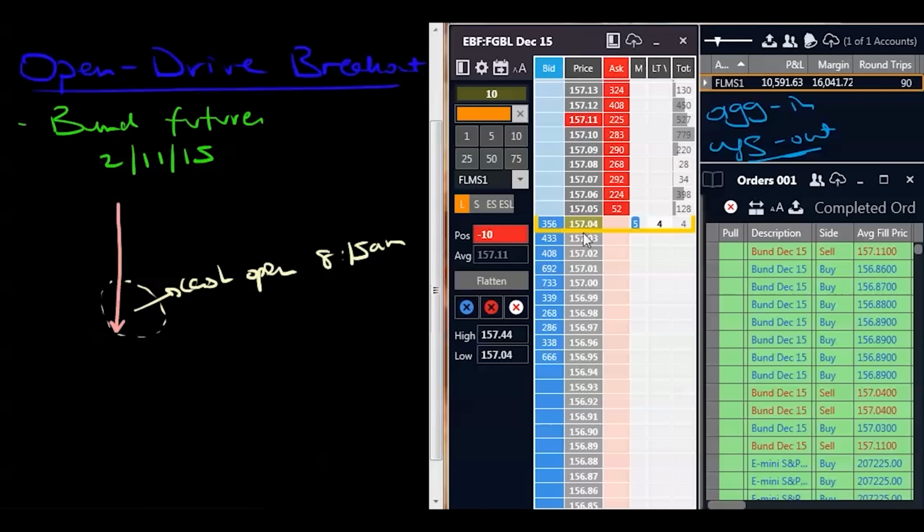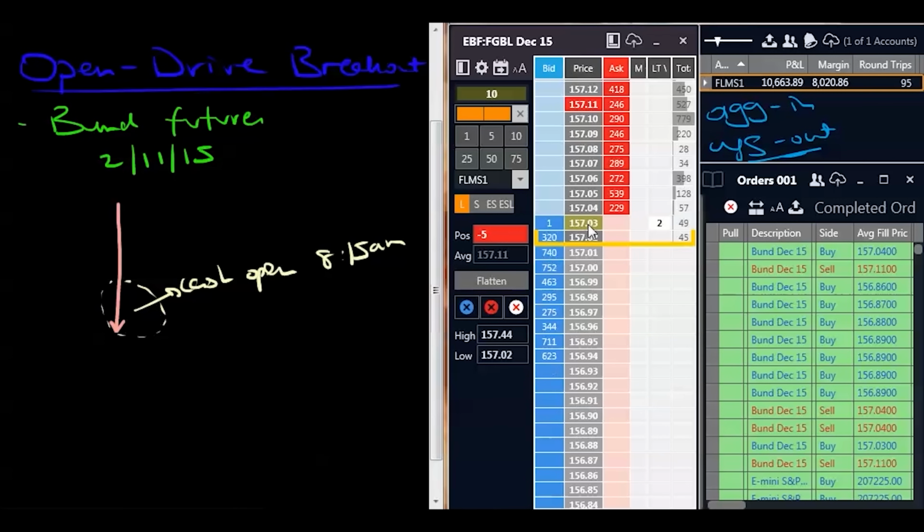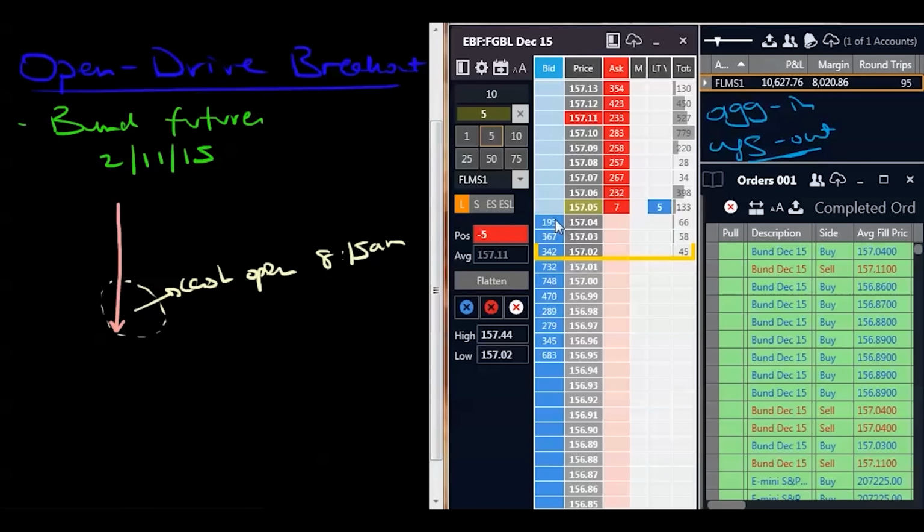But in any case, we'll scale out our 5 lots if we can get filled here at 04s. We've just gotten filled at 04s. Let's see how the market reacts at around these 3s and 2s. If we can see someone clip some size bid, we'll try and take the full position off here, which we're not getting filled on.